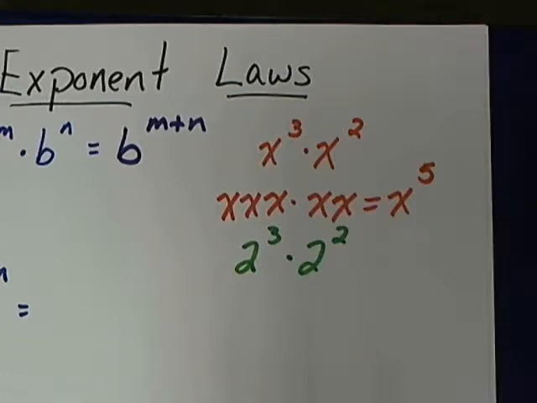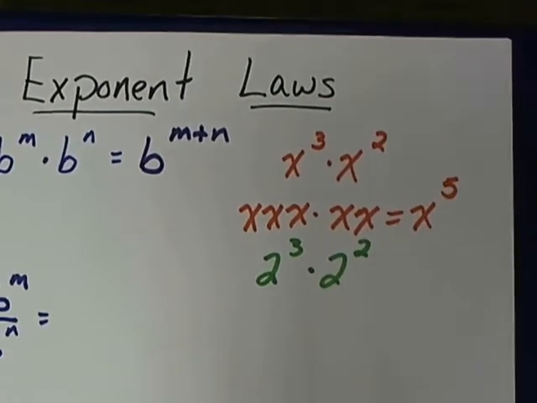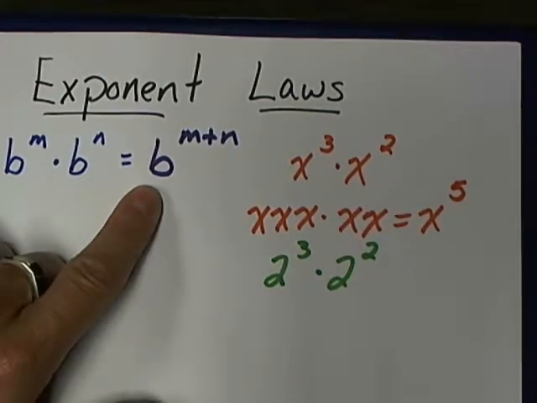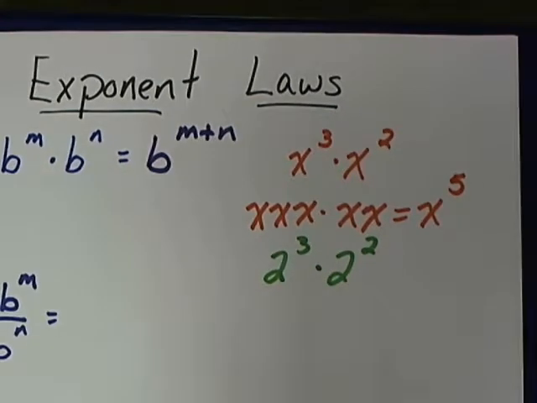Same law applies. That is not a 2 times 2. Only 2 to the first times 2 to the first gives us the answer of 4. This is not 2 to the first times 2 to the first. It's 2 to the third times 2 squared. So you do not multiply the base numbers. Notice in the problem here, it's b to the m times b to the n, and the base stays b. It did not change to anything else.